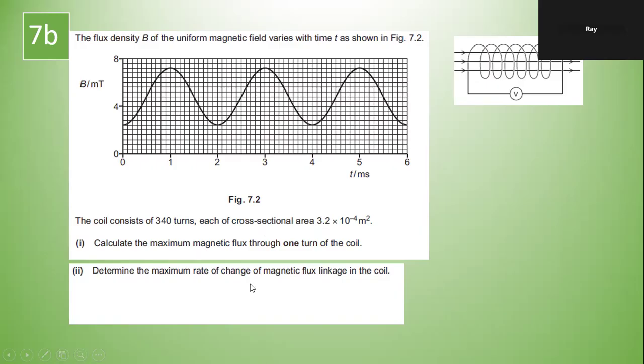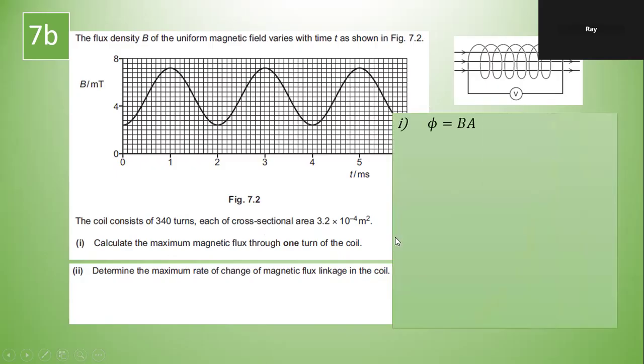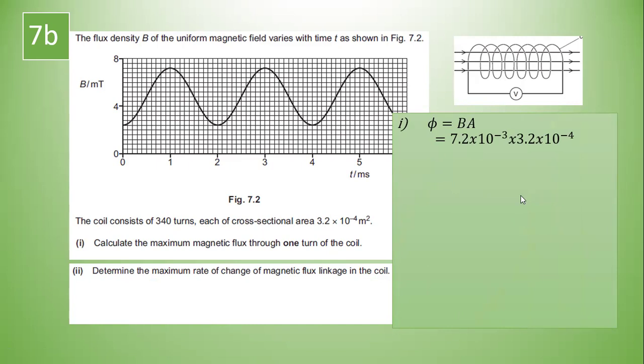Calculate the maximum magnetic flux through one turn of the coil. Just memorize the formula and calculate it out. Determine the maximum rate of change of magnetic flux linkage. So take the gradient, right?